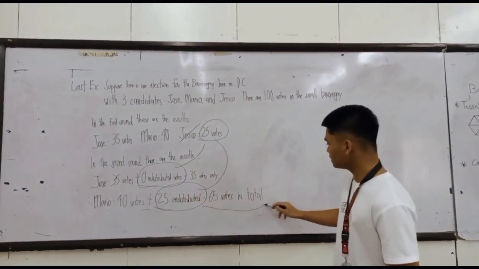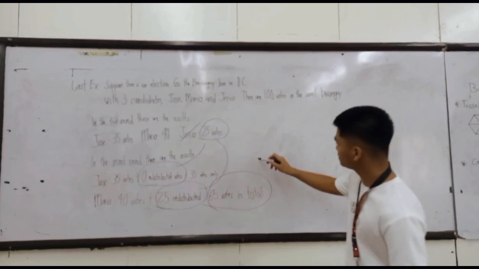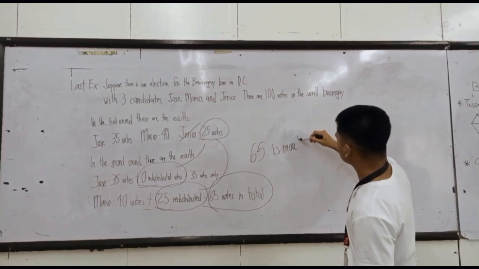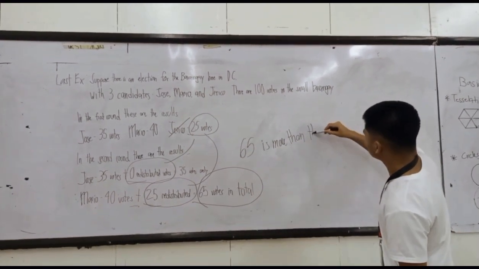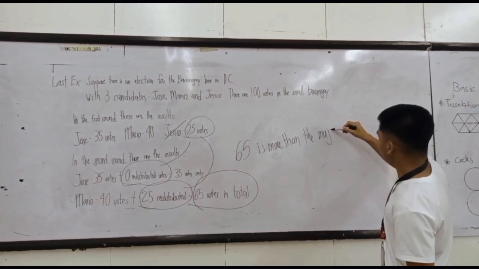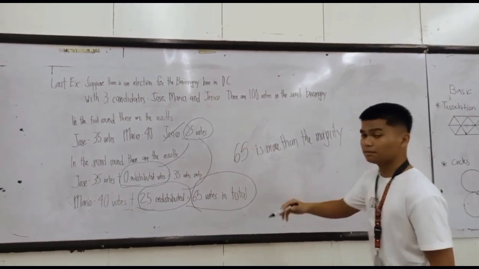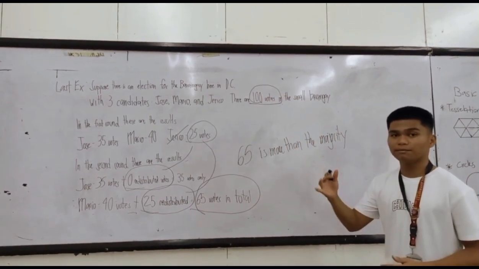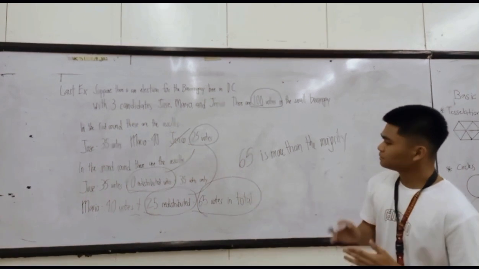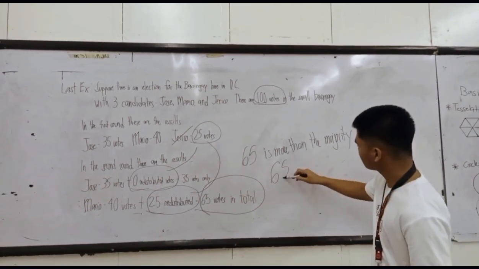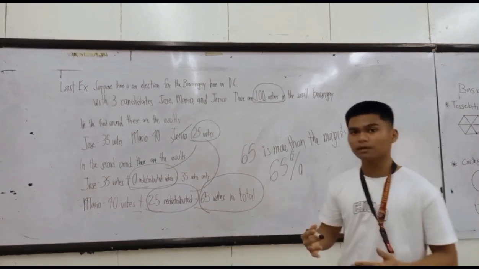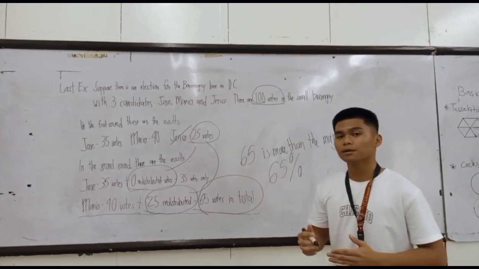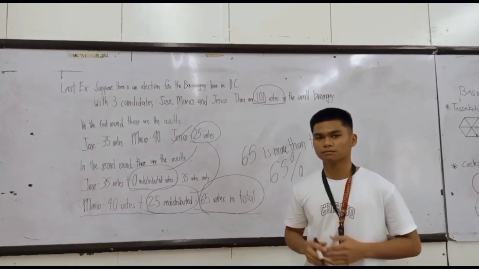Now, Mario got 65 votes in total, and 65 is more than the majority, because the majority must be more than 50%. And Mario got 65%. So the winner of the election is Mario. And that's how plurality with elimination works.